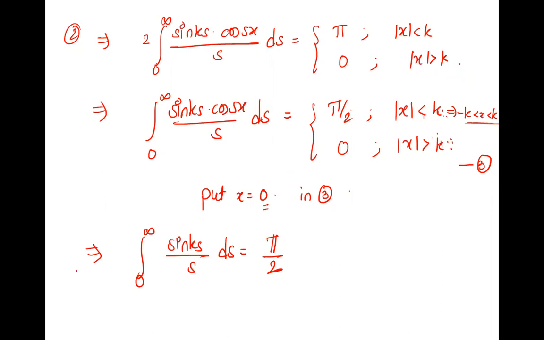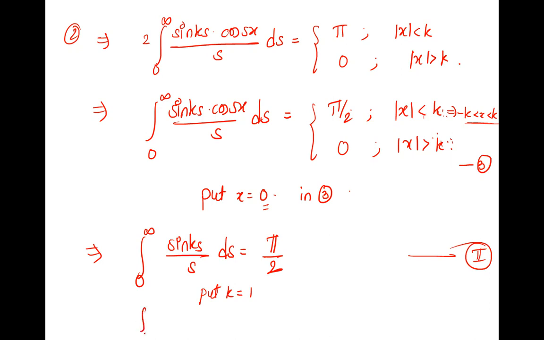Integration from 0 to infinity of sine s upon s. What you can do is put k equal to 1. Right, put k is equal to 1, as k is again a constant. K is not the variable, k is a constant there. So put k is 1. So we get, this is your deduction number 2.